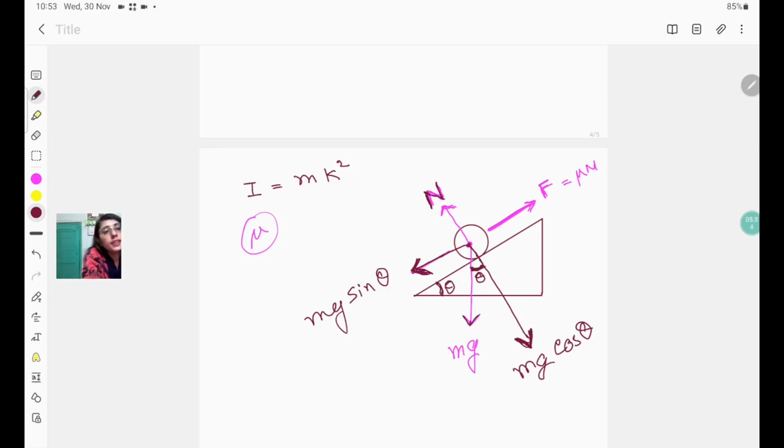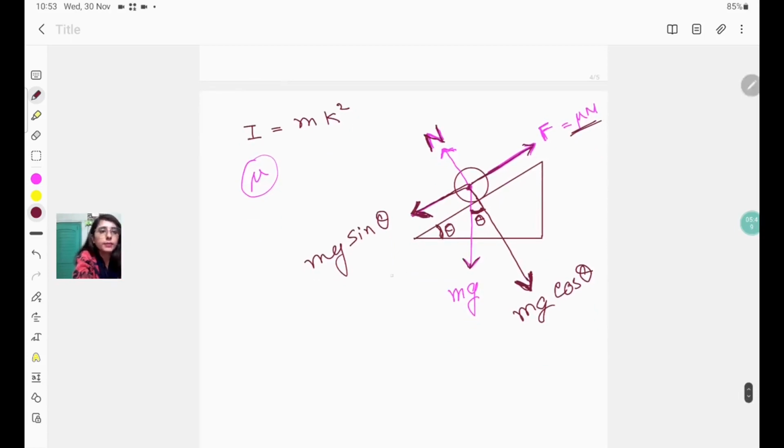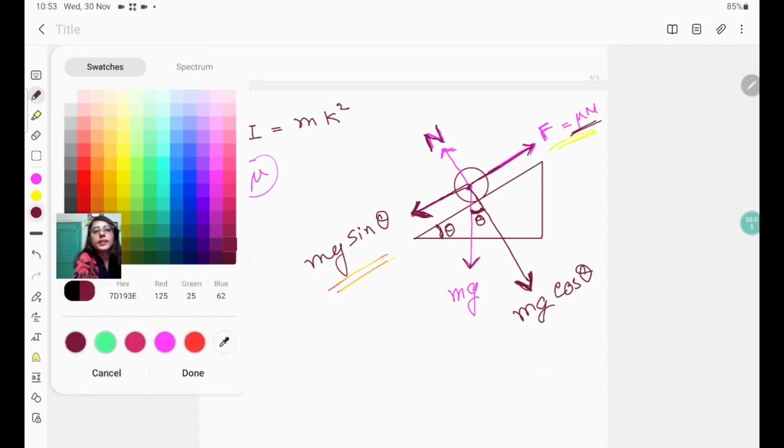Now this component mg sin theta will be just opposite to this component, that is mu N, which is the resistive force. And the resultant force for which the body is rolling down will be mg sin theta, that is the portion along which it is coming downwards, minus this portion, that is mu N, which will resist the body to roll down.